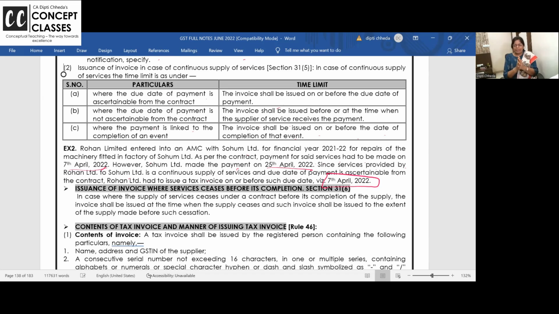I'll give my example. I'm giving you 4 months coaching and I say, dear students, every third of the next month you need to pay 25% of fees for the coming 4 months. So is the due date of payment fixed? 3rd of August, 3rd of September, 3rd. That is the date when I should issue you invoice for 25%.